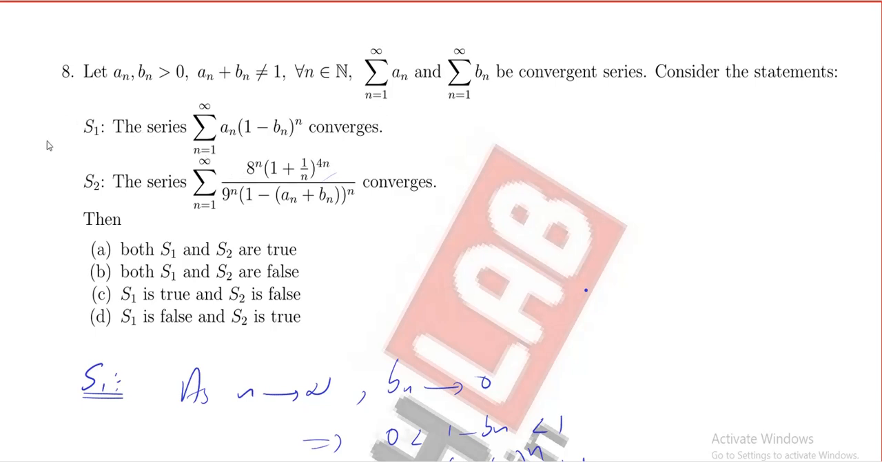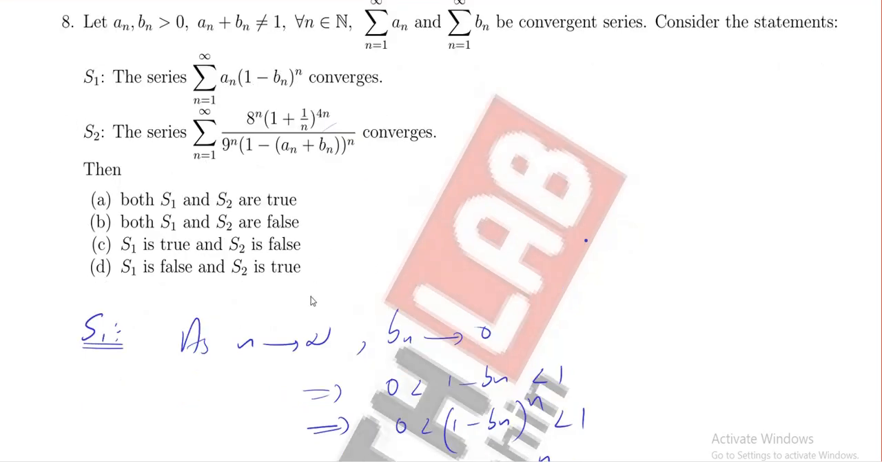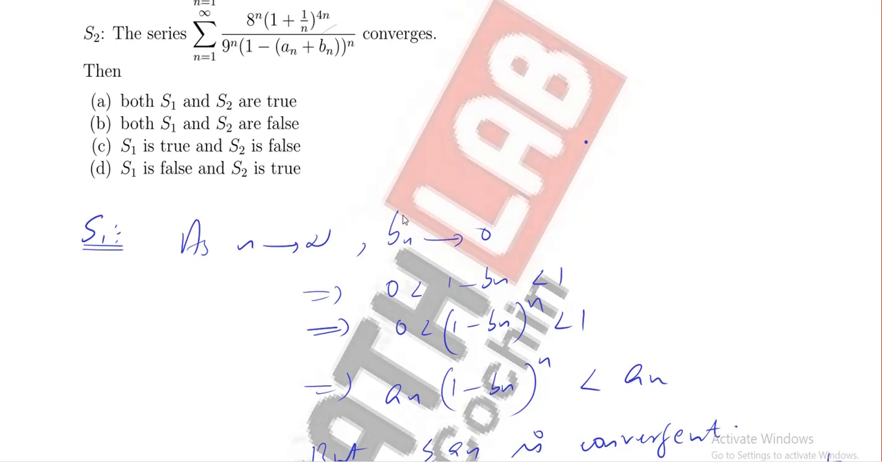Alright. Look at the first one, S1. Here, as n tends to infinity, both series converge. We know that sigma an and sigma bn converge. Therefore, the sequences an and bn converge to 0 by definition, right? So as n tends to infinity, bn goes to 0 since sigma bn is convergent, and bn is a positive term series as well. Therefore, the values of bn should be in between 0 and 1. Therefore, 1 minus bn also lies between 0 and 1. So when you take the power of that, again that will be in 0 to 1.